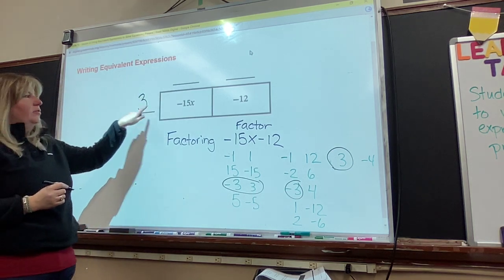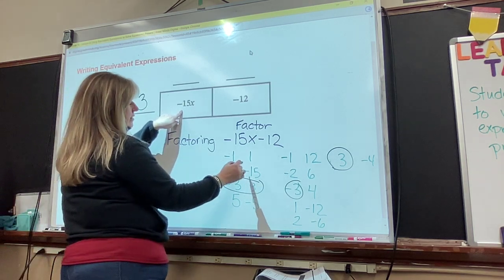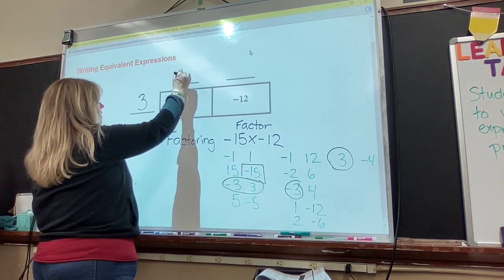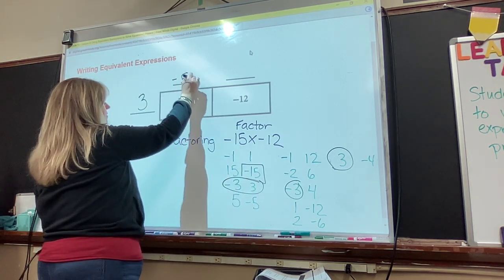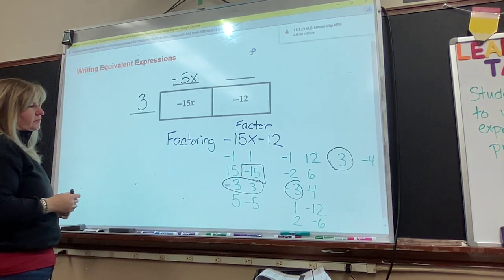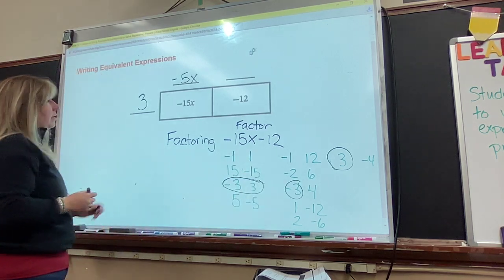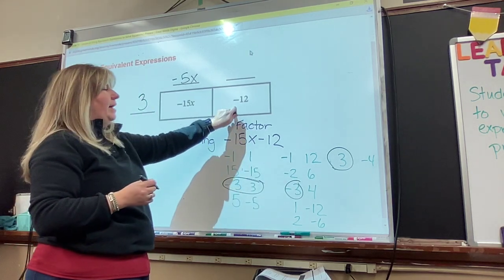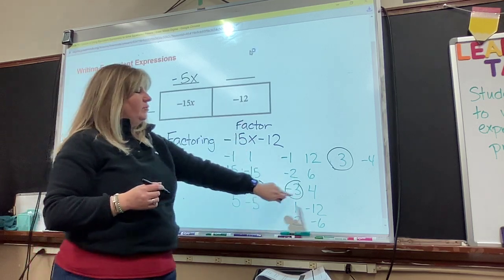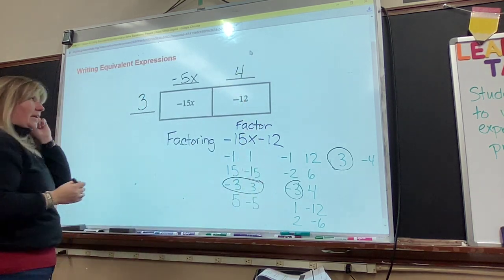So what do we multiply 3 by to equal negative 15x? Well, we multiply it by negative 5x, right? 3 times negative 5x. And then what do I multiply positive 3 by to get negative 12? Well, positive 3 times negative 4 is negative 12.